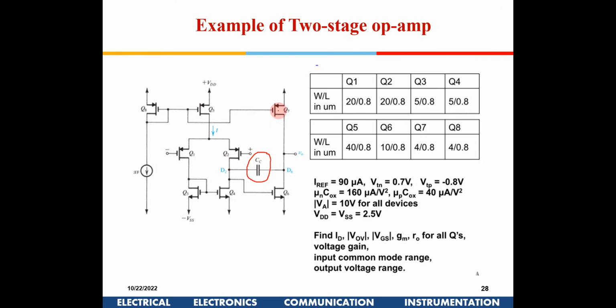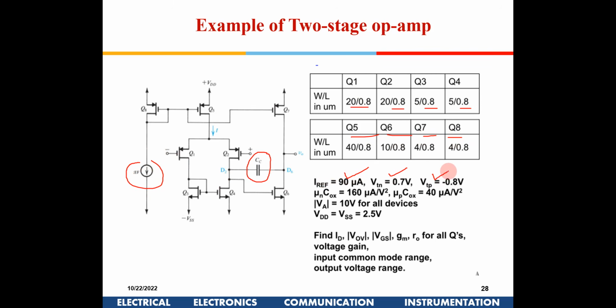But now we are trying to find out the DC operating condition and the rest of the things. So these are the parameters which are given. Widths of all the transistors are given. This current, I reference, is given as 90 micro, right?